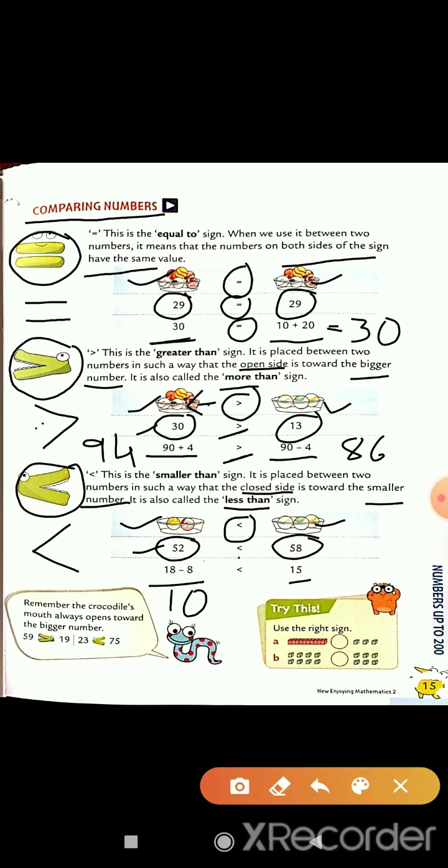Just remember the difference. The greater than sign is used in such a way that the open side is towards the bigger number, and the smaller than sign is used in such a way that the closed side is towards the smaller number.